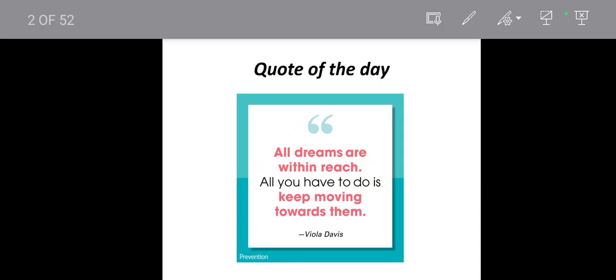Before we tackle the first question, let's ground ourselves with today's quote of the day from the brilliant Viola Davis. All dreams are within reach. All you have to do is keep moving towards them.